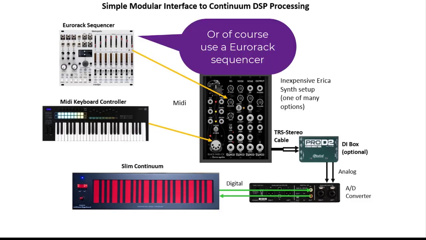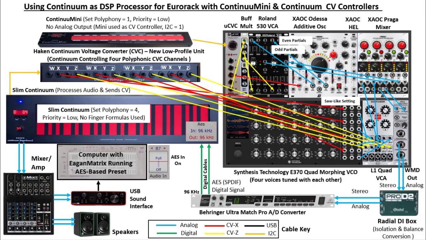At that point, you'll probably want to do something similar to what we just talked about. Use a DI box, maybe if you're not sending a balanced signal out of your Eurorack, go to your converter, go into your Continuum. But this is what we'll be doing for this video. We'll connect up both a Continuum Mini that will drive the UCVC, and I will connect that in such a way where I will control an Odessa additive oscillator.